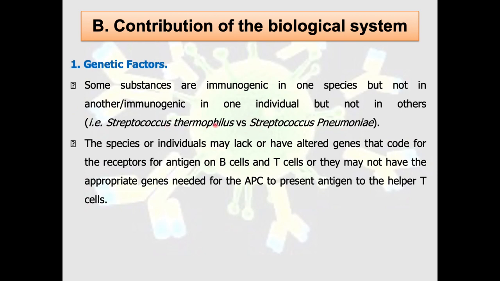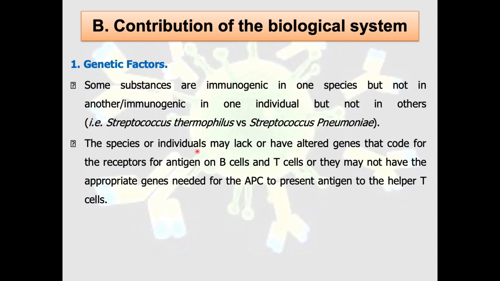Streptococcus thermophilus is basically a good bacteria that is used vastly in the production of yogurts, so we can eat it like that. Whereas Streptococcus pneumoniae is a very virulent bacteria that can cause pneumonia in your lungs. So, very bad bacteria, I guess.